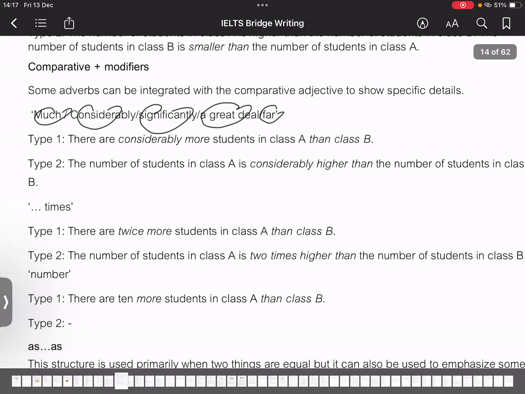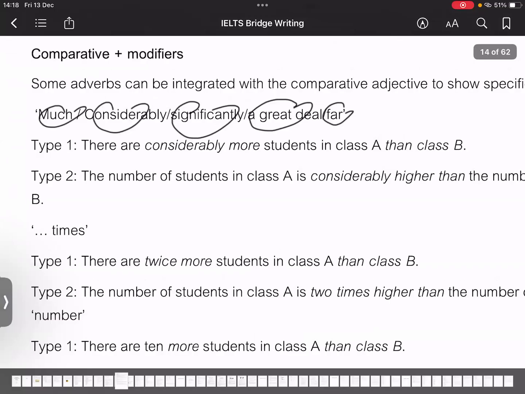So how to use these adverbs? To use them, you just place one of them in front of the comparative adjective, just like in the example shown below here. There are considerably more students in class A than class B. So considerably, that's an adverb that I picked from this list. It modifies the adjective, so I put it right next to the comparative adjective.